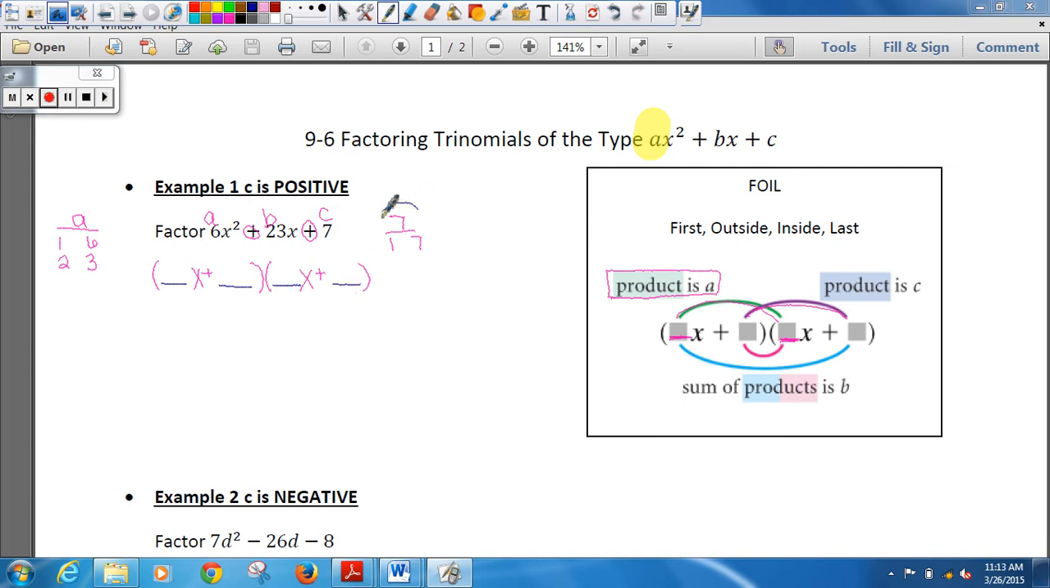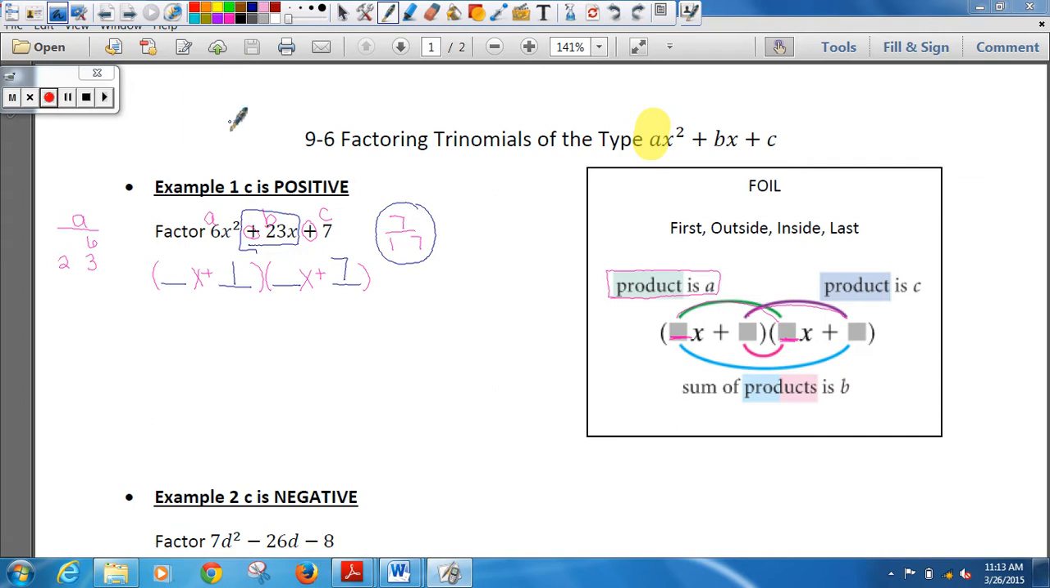The good thing about this is since 7 only has one set of factors and that my signs are the same, we can just put 1 and 7 in, and then we move the other ones around. Remember, we need the sum to give us a positive 23. So let's just try. Let's say I put 1 here and 6 here. The outside ones would give me 7x, the inside ones would give me 6x. That gives me 13, and I need 23. So that's not correct. So then you just keep going until you get the correct one.